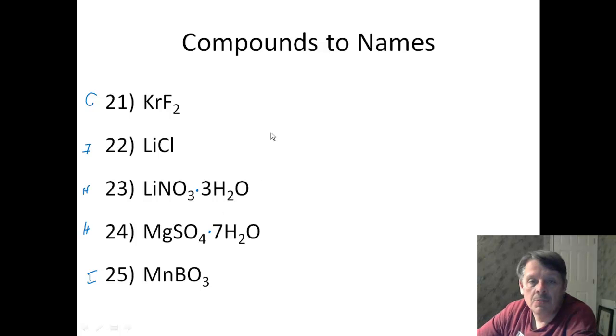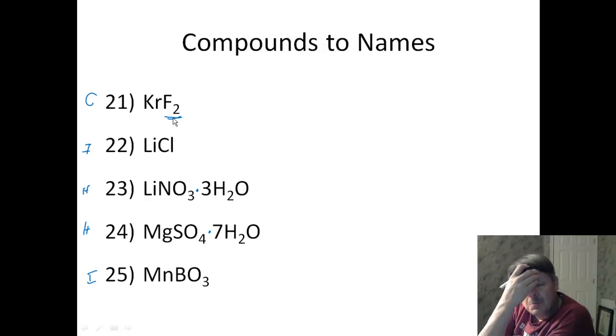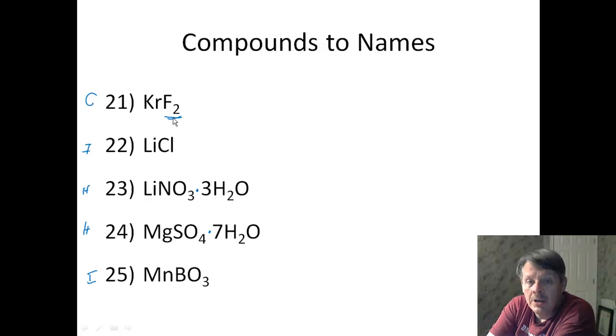All right, so my first one is krypton difluoride. Remember, you need a prefix before your second word. Krypton difluoride. Number 22 is simply lithium chloride. And number 23 is simply lithium nitrate, because lithium is on the periodic table, so it's simply lithium nitrate, and the 3 means tri, so it's lithium nitrate trihydrate.